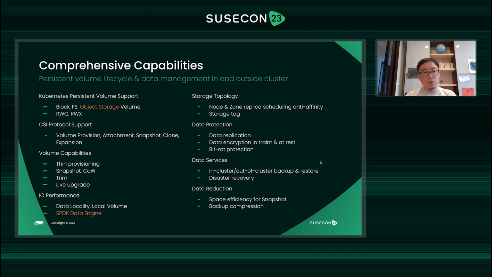For access mode, ReadWriteOnce and ReadWriteMany, we also support that. So this is very important. We cover the different volume modes and access modes. CSI protocol support. Longhorn wants to make Longhorn's capabilities and functionality based on the standard interface, so this is mandatory, including the volume provision, attachment, snapshot for different types of snapshot, clone, and expansion.